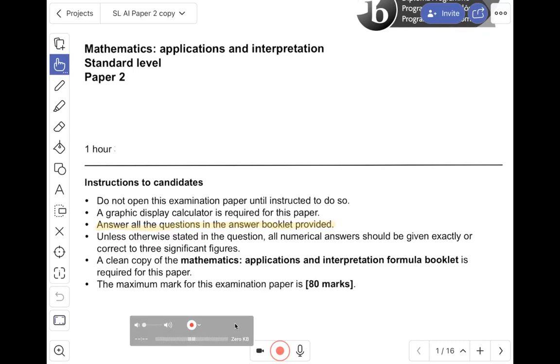IB2 students, this is a copy of your paper 2 on the specimen exam. Read through the instructions. The difference here on this exam is that we're going to have to put all the answers in the answer booklet. Anything that we write in the question booklet will not be looked at. So you're going to see that we're going to have to copy over some tables, draw graphs, put all our workings into the answer booklet.